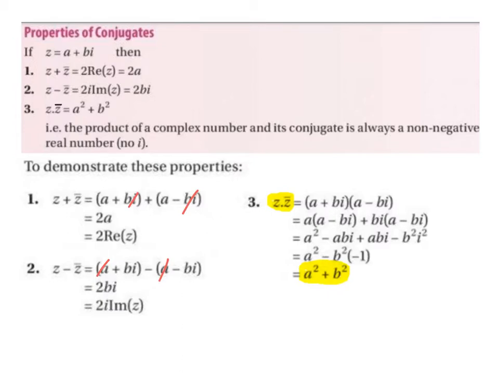And property 3, which is the most important and is going to help us a lot in later questions, is z multiplied by the conjugate of z, which will be a plus bi times a minus bi. This gives us a times a minus bi plus bi times a minus bi, which gives a squared minus abi plus abi minus b squared i squared. Minus abi and positive abi cancel. The i squared becomes minus 1 with brackets around it, and minus b squared times minus 1 is positive b squared. So we get a squared plus b squared. This is really important and we're going to use it a lot later on.